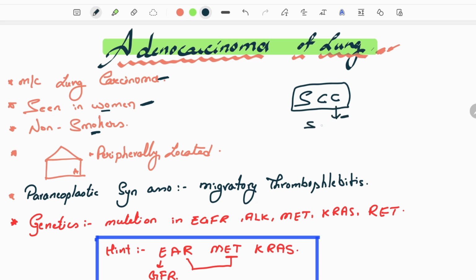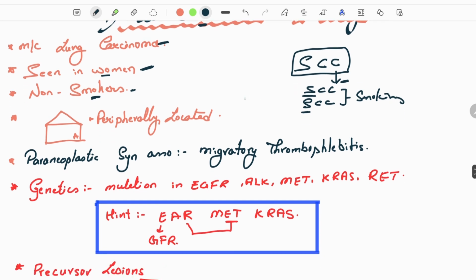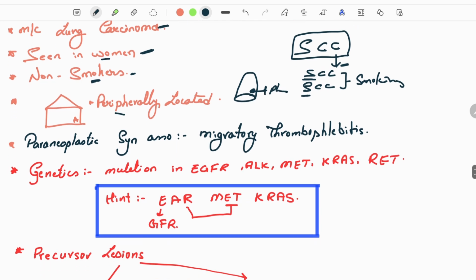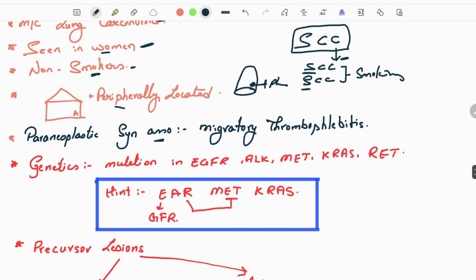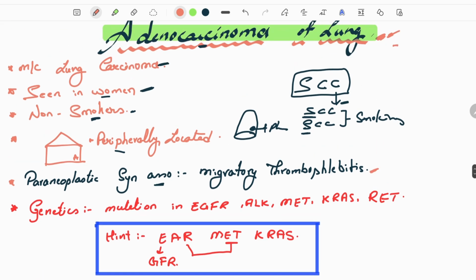Squamous cell carcinoma and small cell carcinoma, as they start with S, are strongly associated with smoking. In adenocarcinoma, non-smokers are also getting affected. And if this is the lung, the tumor is mostly present in the periphery of the lung, so it is peripherally located. The paraneoplastic association is migratory thrombophlebitis, which is seen in adenocarcinoma of the lung.